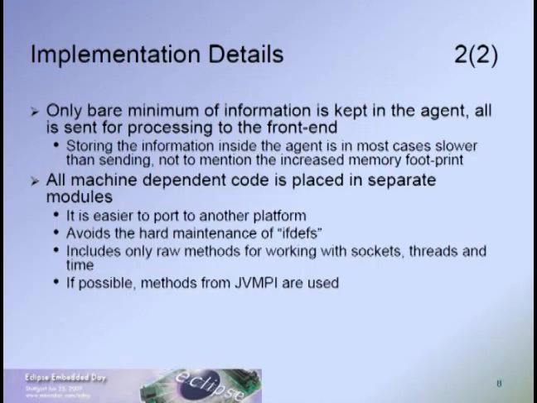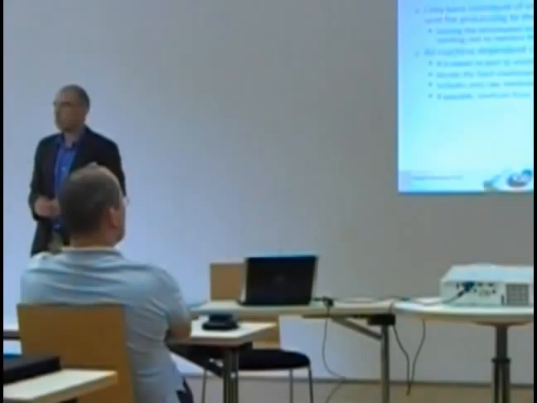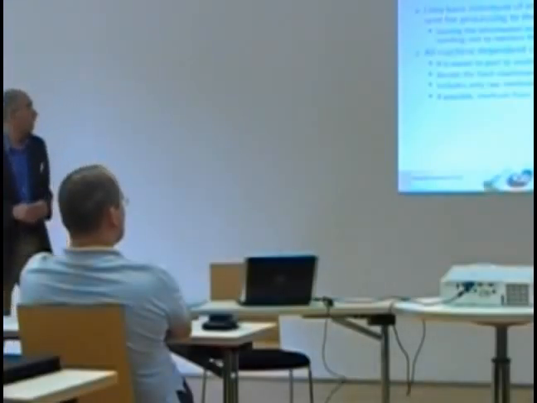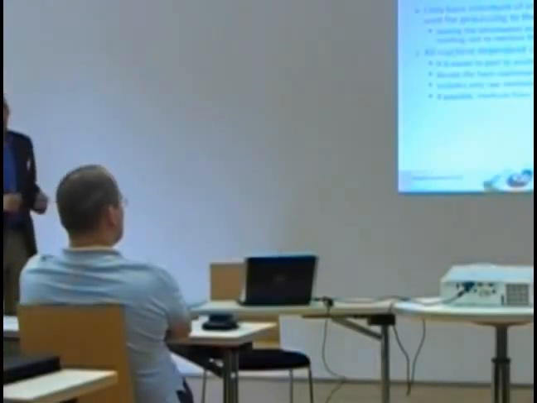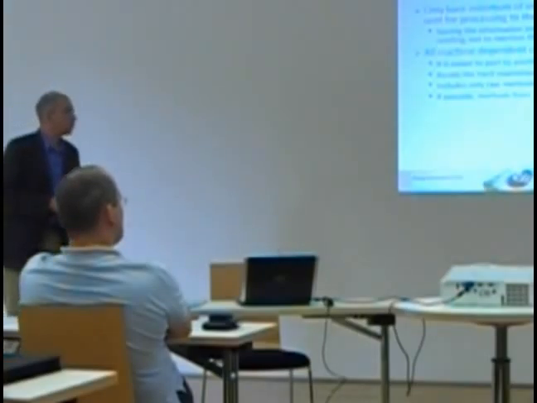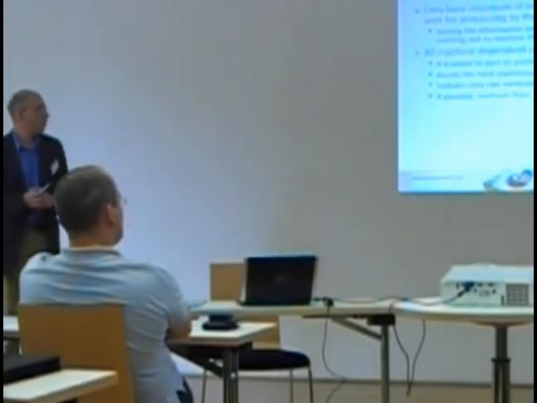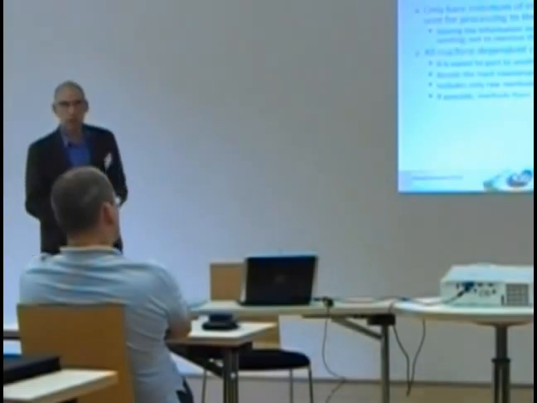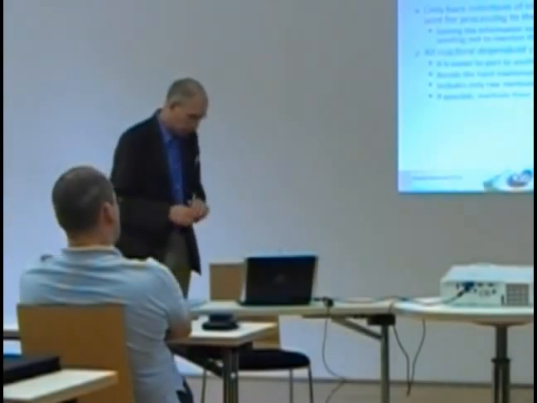By the way, storing information inside the agent is in many cases slower than sending the information to the network, assuming that the sockets are fast enough and the network is fast enough. And the last one is to make everything portable. So all machine-dependent code is placed in separate modules. So we are going quite fast for different JVMs and operating systems.